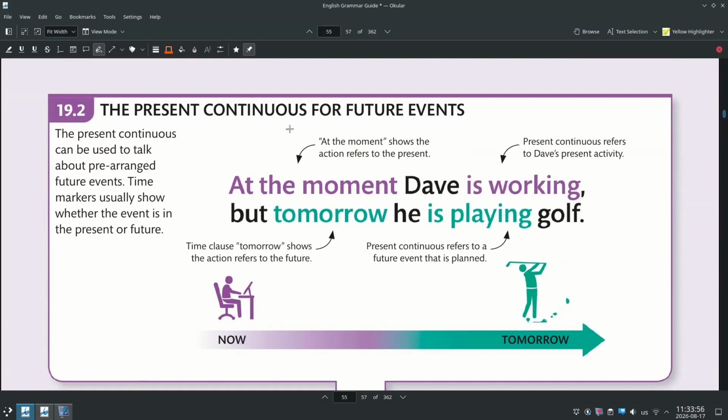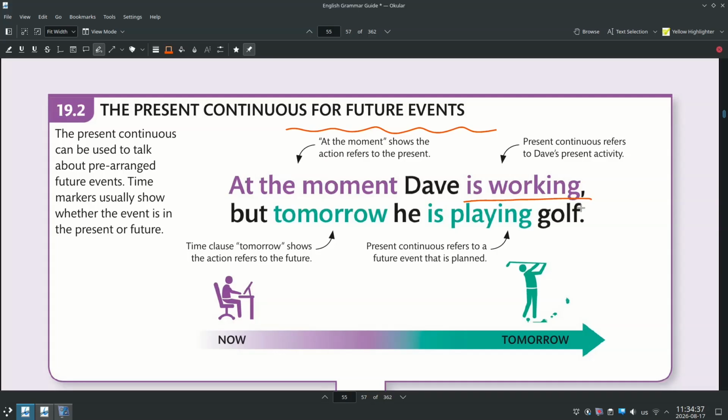The present continuous for future events can be used to talk about prearranged future events. Time markers usually show whether the event is in the present or future. Look at the example. At the moment, Dave is working, but tomorrow he is playing golf. You have the time, at the moment. It shows the action refers to the present. And you have the present continuous, which refers to Dave's present activity right now, at this very moment.